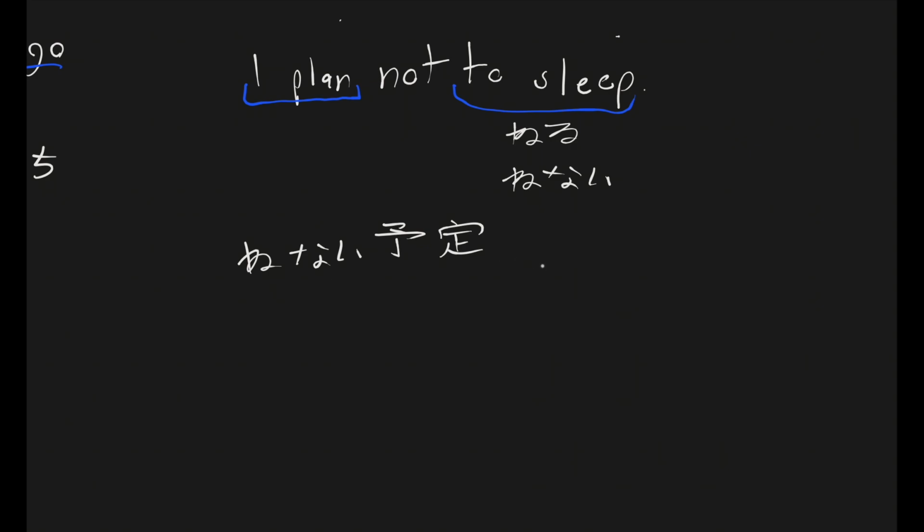Nanai yote da, or nanai yote desu. So it can end in da, or it can end in desu. It can end in either of those. So the translation for I plan not to sleep is nanai yote da, or nanai yote desu.